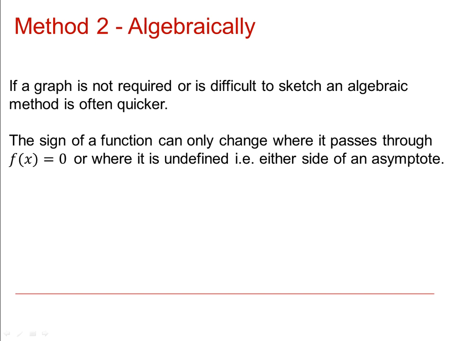The thing to realise is that the sign of the function only changes where it passes through f of x equal to 0, or where it's undefined, so either side of an asymptote. So these values where f of x equals 0 and the vertical asymptotes are what are called the critical values. And at critical values, the sign of a function can change from positive to negative or vice versa.